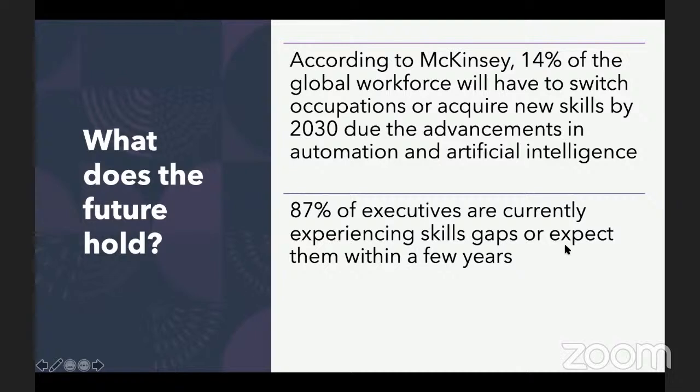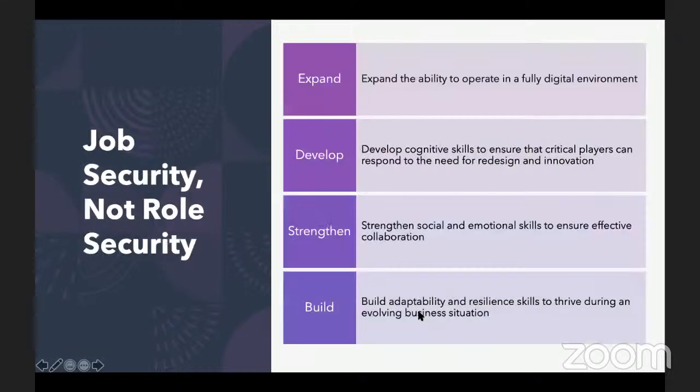And what does the future hold for us? According to McKinsey, 14% of the global workforce will have to switch occupations or acquire new skills by 2030. And that's going to be due to a lot of things, but specifically, as some of you have mentioned, due to the advancements in automation and specifically in artificial intelligence. 87% of executives and leaders are experiencing skills gaps or are going to have them over time. I believe that number will be even greater, especially as we see more of a need for safety in the workplace, more of a need for automation and predictability, and as we increase our capabilities in data and analytics.